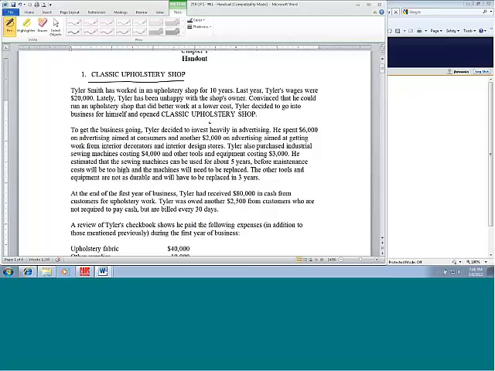He estimated that the sewing machines can be used for up to 5 years before maintenance costs would be too high and machines will need to be replaced. The other tools and equipment are not as durable and will have to be replaced in 3 years. At the end of the first year of business, he received $80,000 in cash from customers for upholstery work. He's owed another $2,500 from customers who are not required to pay cash but are billed every 30 days.